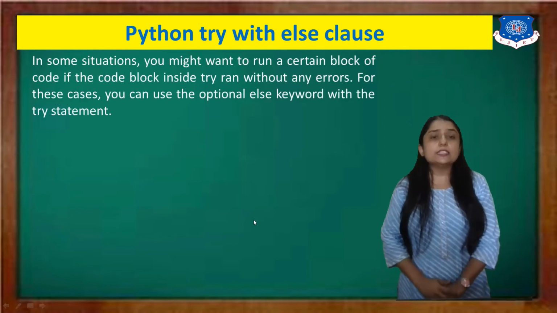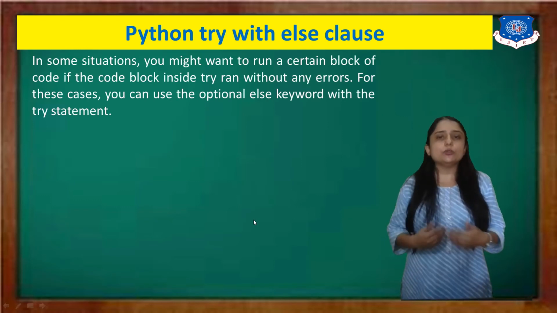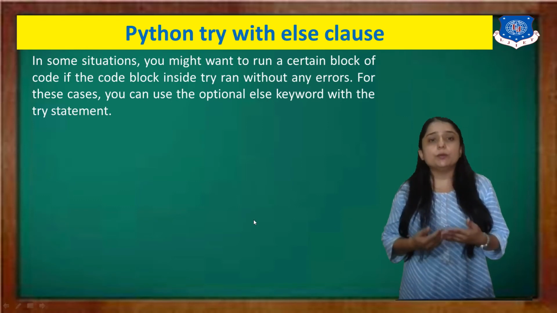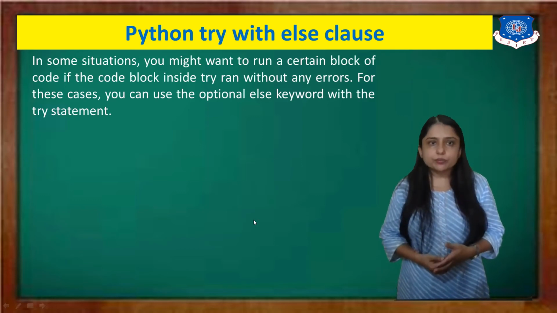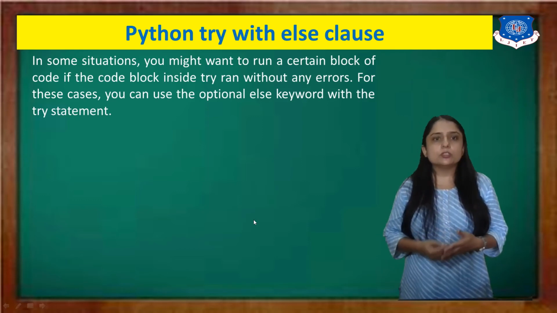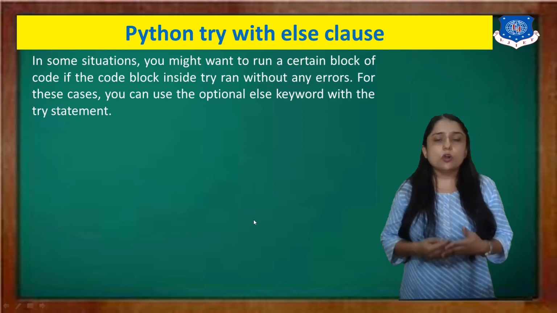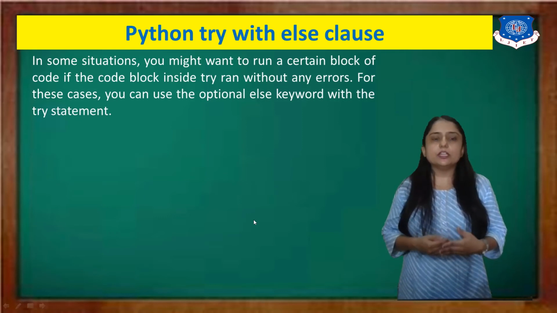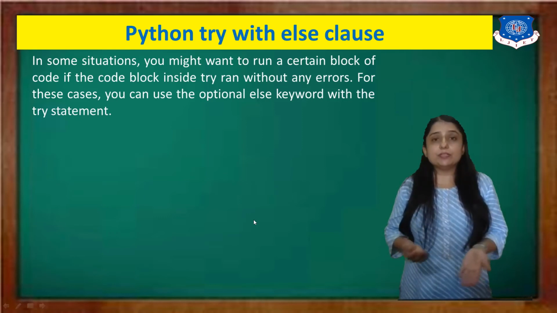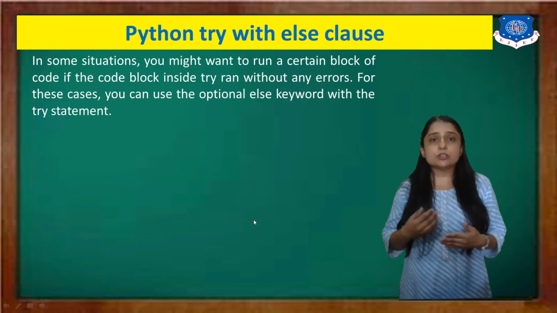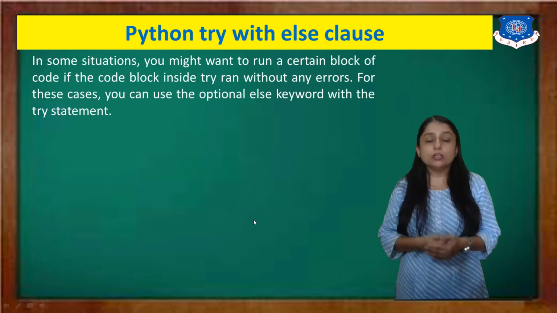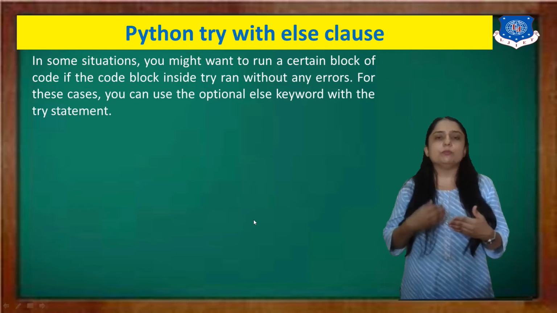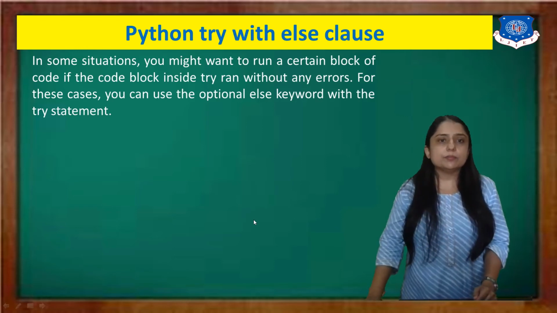In some situations, you might want to run a certain block of code if the block inside the try can run without any error. For this, you can use the optional else keyword with the try statement. That means if no exception happens inside the try clause, then I want to execute a particular block, and I write that block inside the else statement.